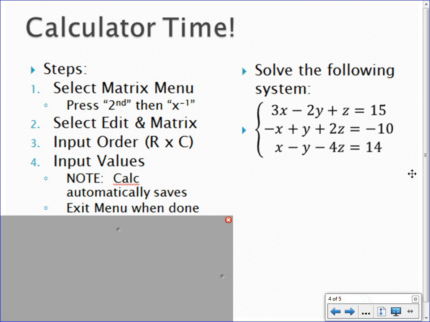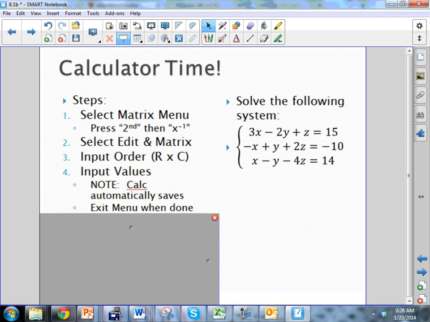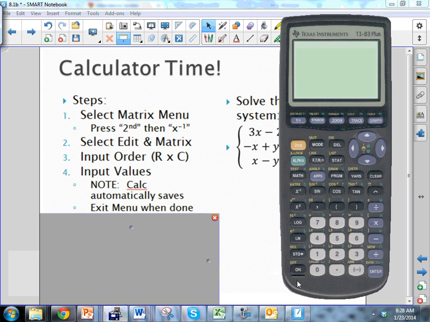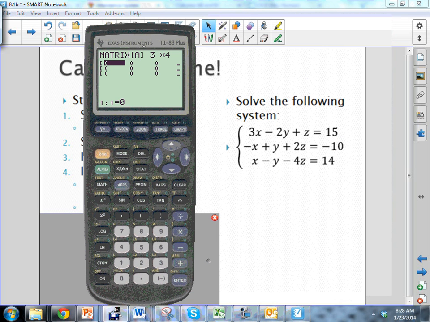Hit enter. Actually, you know what? I have a calculator, don't I? Okay, so matrix, and we're going to edit matrix A. It's a 3 by 4. And then you just plug in.